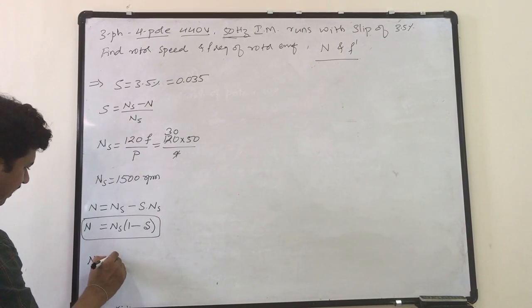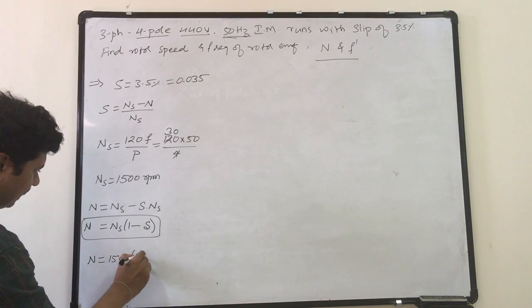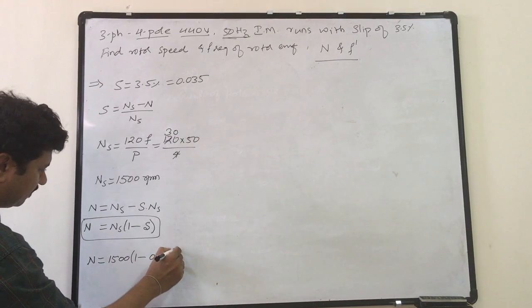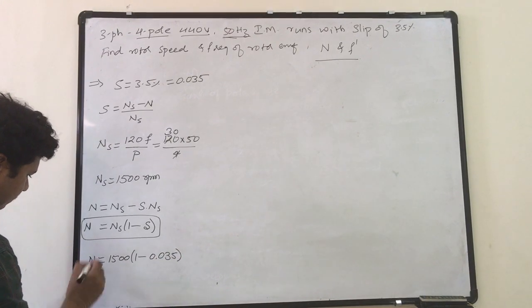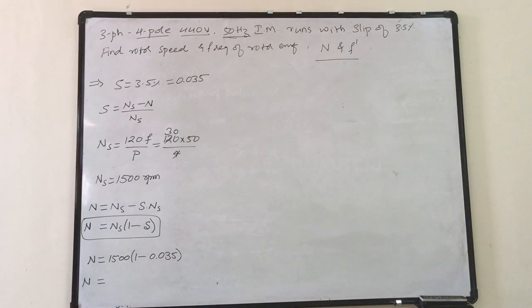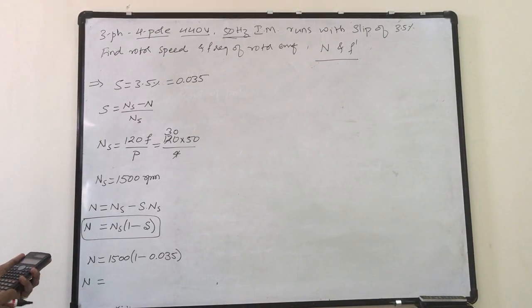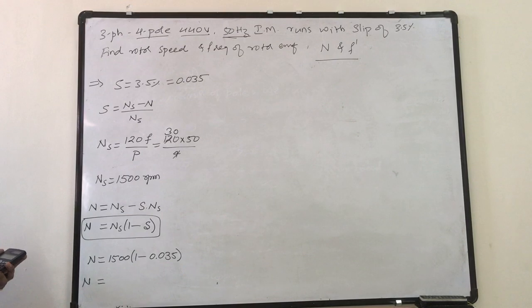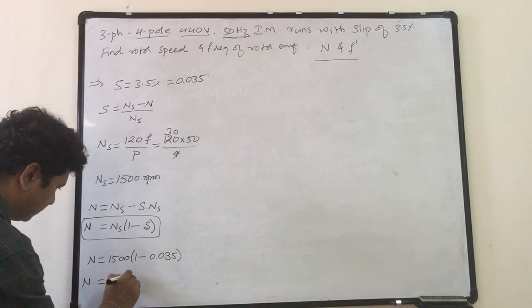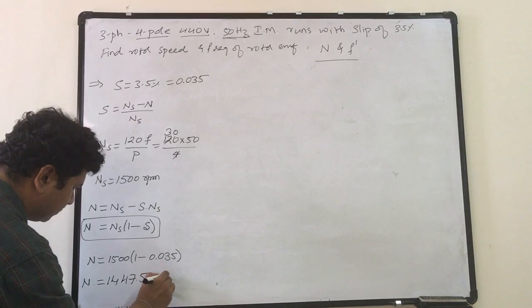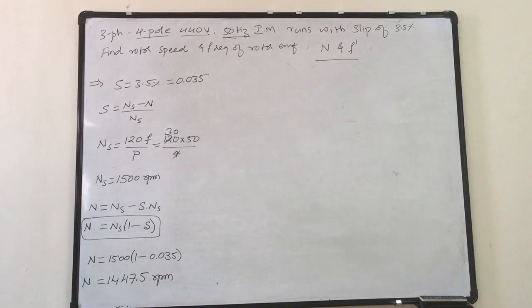N is equal to Ns, which is 1500, into 1 minus 0.035. That will come out as 0.965 into 1500, so 1447.5. So synchronous speed is 1500 RPM and the rotor speed is 1447.5 RPM. So it is slipping back.